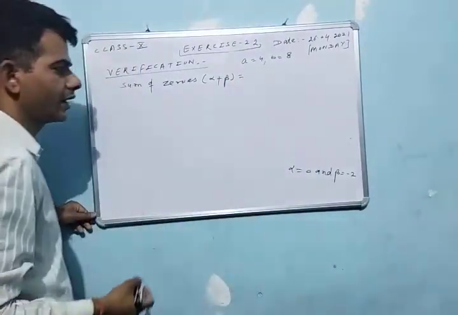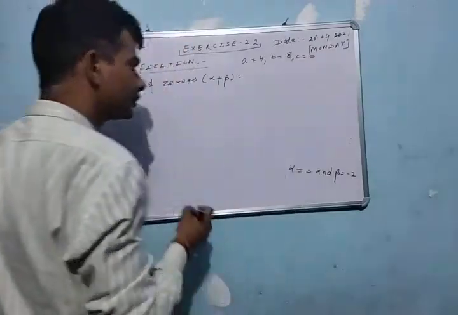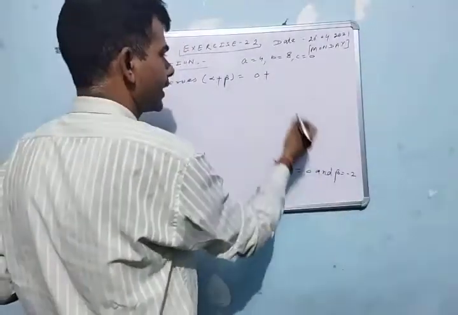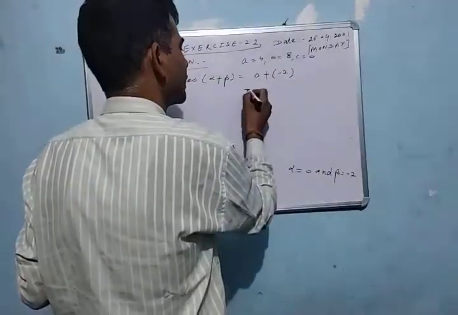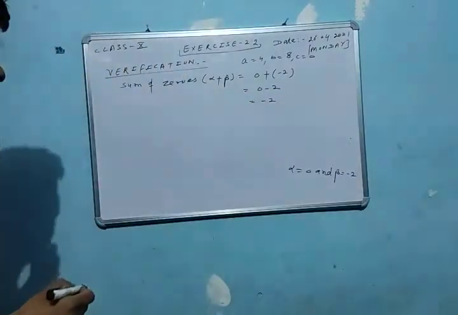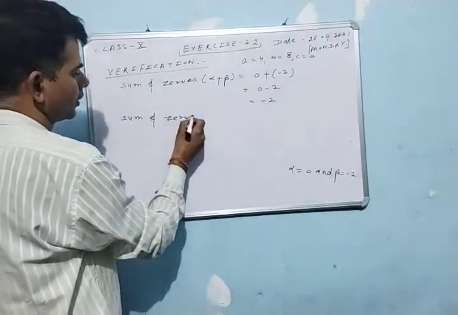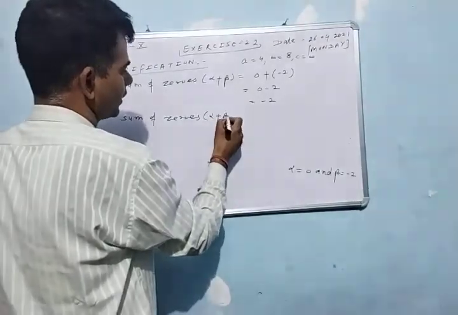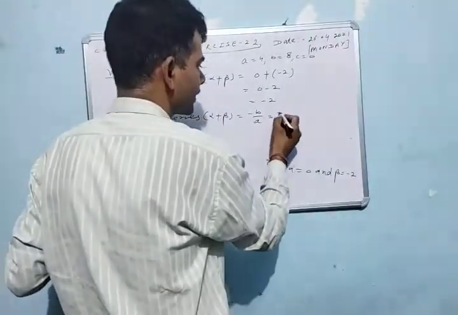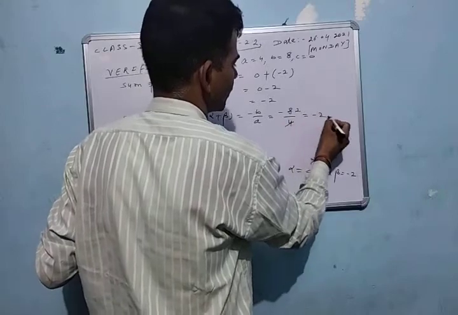Now student, what is alpha? Alpha is 0 and beta is minus 2. Alpha plus beta is 0 plus minus 2, that is minus 2. Now student, next is the sum of zeros by coefficient. Sum of zeros by coefficient, alpha plus beta, is minus b by a. Now, b is 8 and a is 4, that is minus 2.